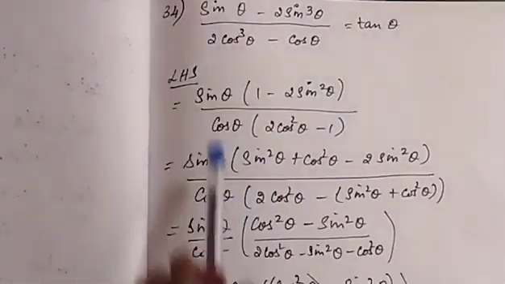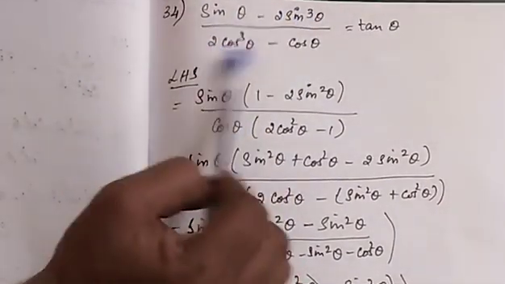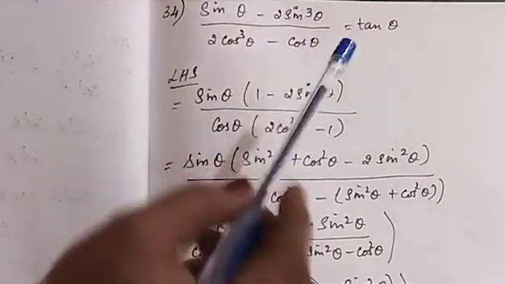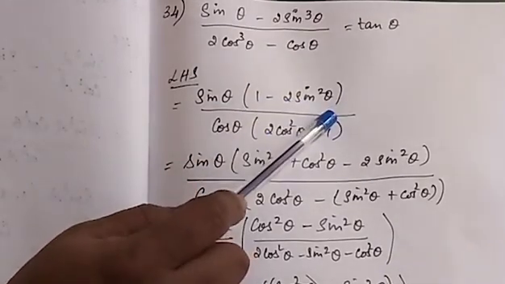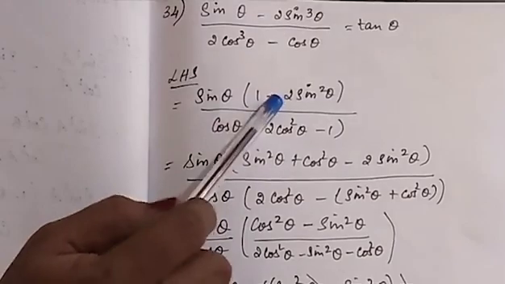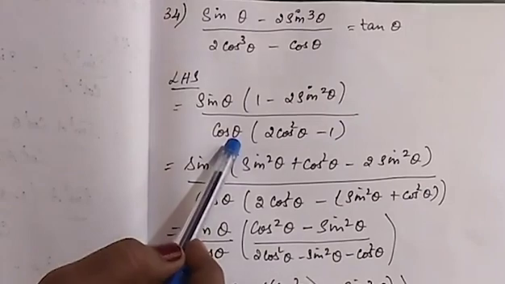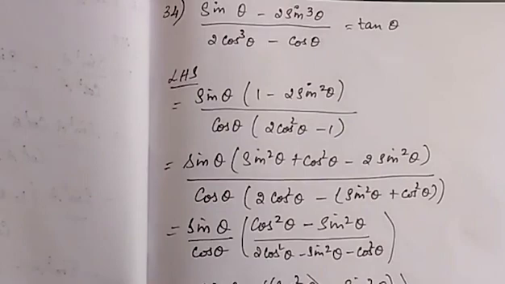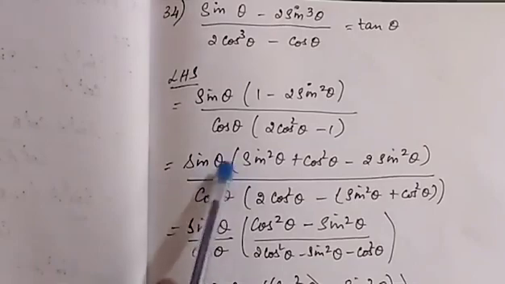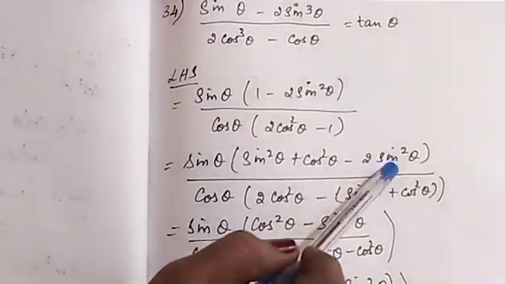Sin theta minus 2 sin cube theta upon 2 cos cube theta minus cos theta is equal to tan theta. See, in the numerator sin theta is common and in the denominator cos theta is common. Take it out. So, sin theta into 1 minus 2 sin squared theta upon cos theta into 2 cos squared theta minus 1. In the place of 1, you can write sin squared theta plus cos squared theta.